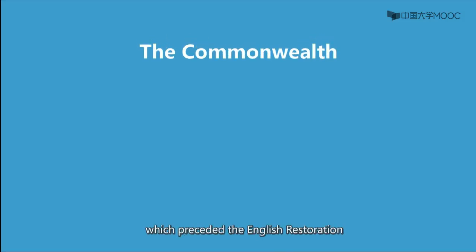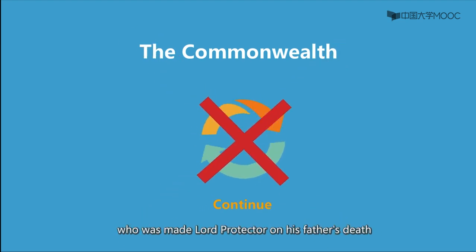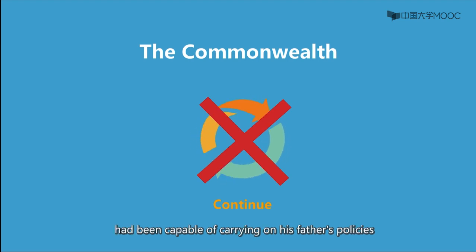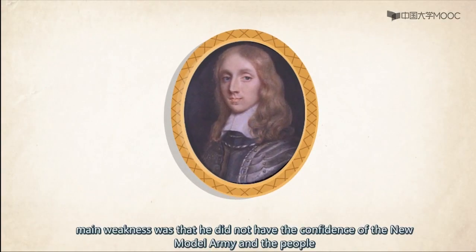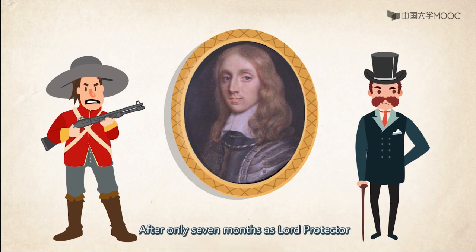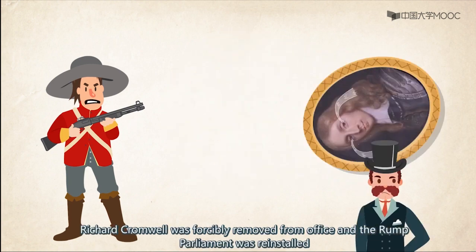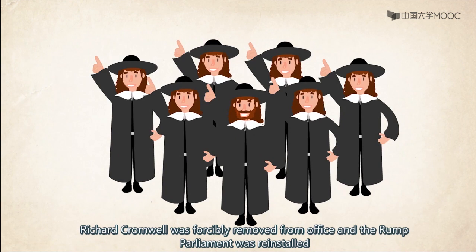The Commonwealth, which preceded the English Restoration, might have continued if Oliver Cromwell's son Richard, who was made Lord Protector on his father's death, had been capable of carrying on his father's policies. Richard Cromwell's main weakness was that he did not have the confidence of the New Model Army and the people. After only 7 months as Lord Protector, Richard Cromwell was forcibly removed from office and the Rump Parliament was reinstalled.